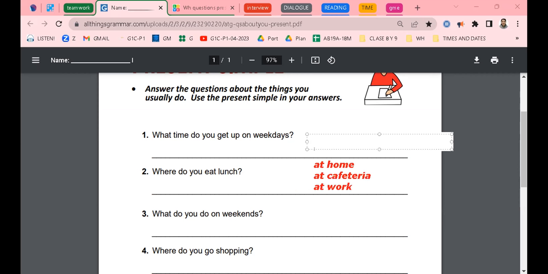What do you do on weekends, Edgar? Edgar, hello, Edgar. Tell us, what do you do on weekends? Tell us about your activities. For example, do you work? Guys, do you work? You all? La pregunta para todos. What do you do on weekends? Do you work? Do you study? Do you rest? Do you sleep? Do you watch TV? What do you do?